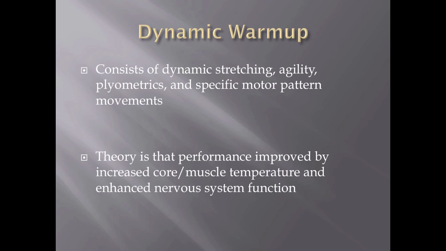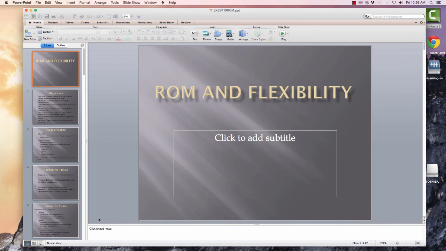A dynamic warm-up consists of dynamic stretching, agility, plyometrics, and specific motor pattern movements. This helps to increase the core temperature, the muscle temperature, and also enhances the nervous system for function. So it kind of wakes up the body and prepares the body for activity.